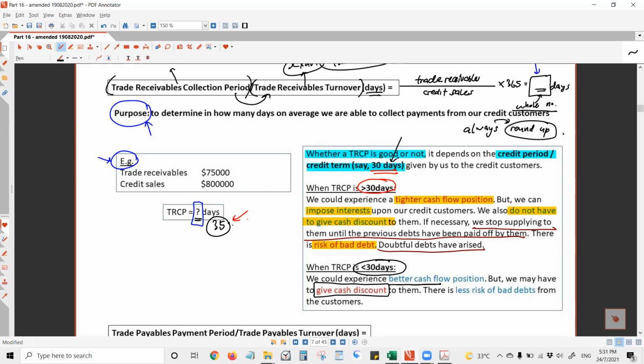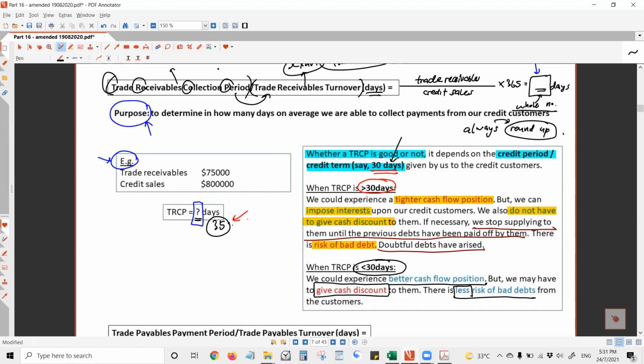But you would experience better cash flow position. There's less risk of bad debts. So these are what you have. These are what you may write in the exam when they give you theory questions about TRCP, trade receivable collection period. Okay, now the next formula.